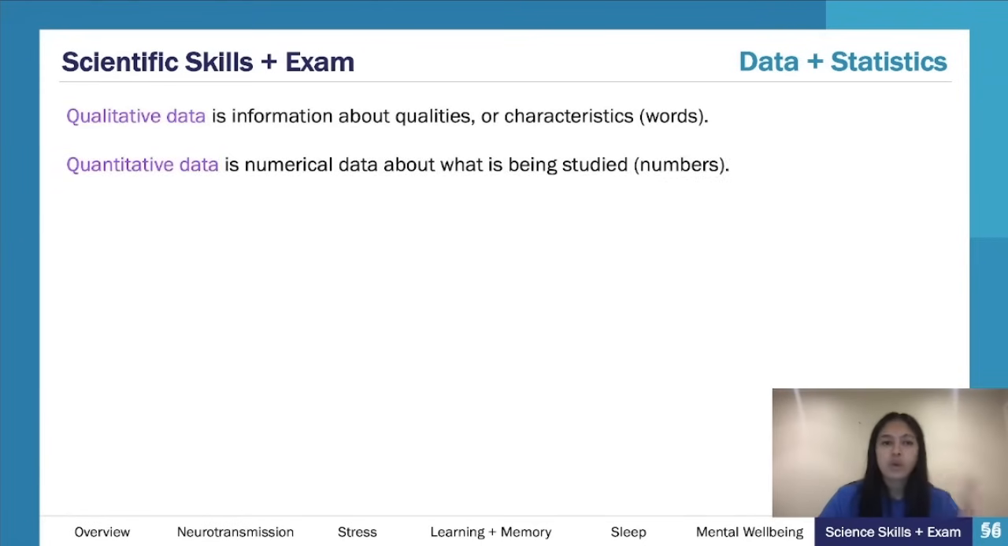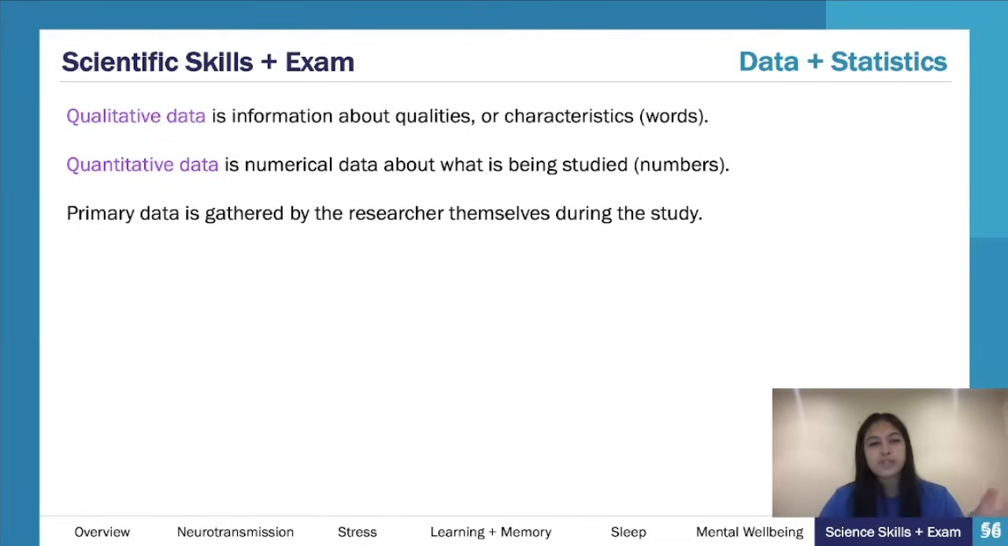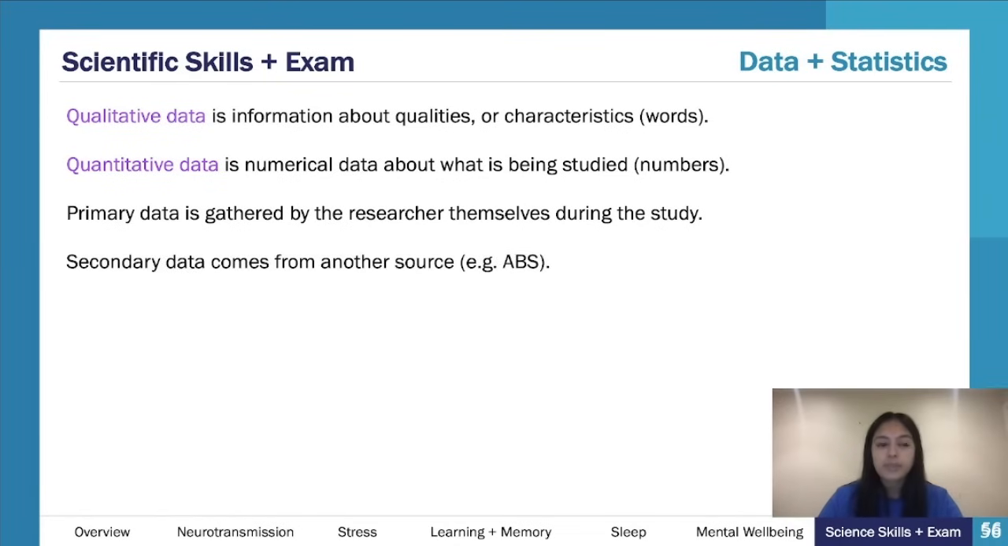Okay, so qualitative and quantitative should be pretty straightforward. Qualitative, you're thinking of more descriptions. Quantitative, quantity, you're thinking more numerical data. Quantitative is often better because it's less prone to bias. However, especially in psychology, qualitative data is still extremely useful.